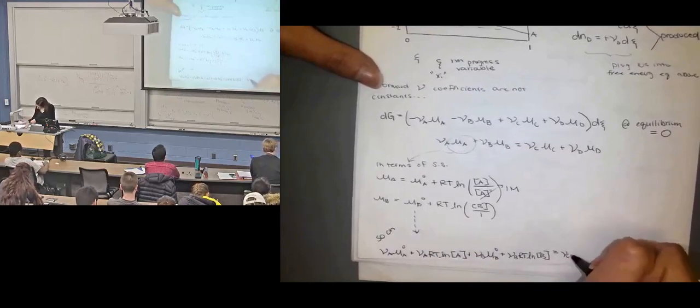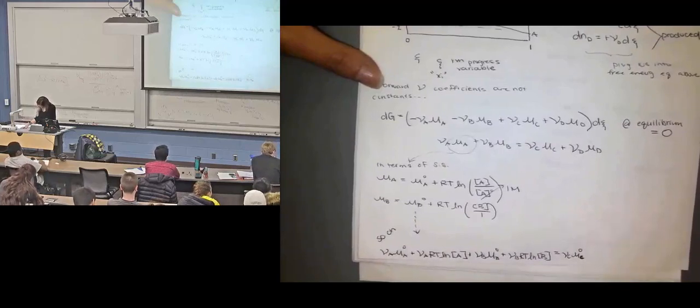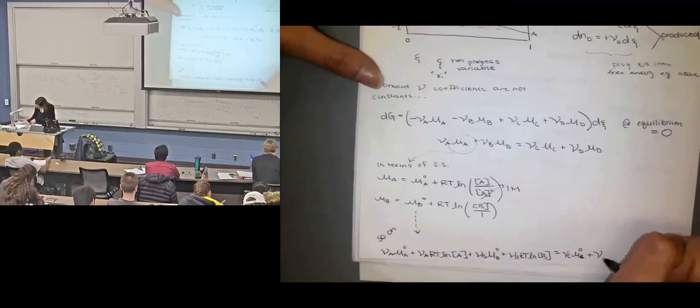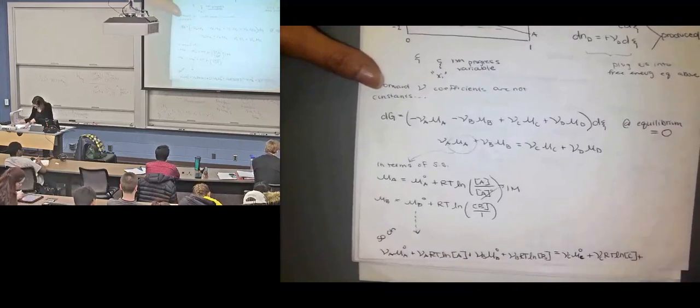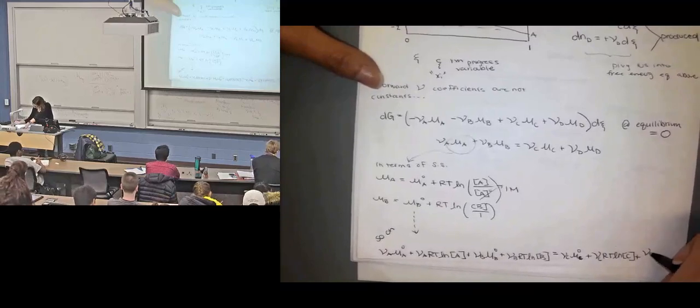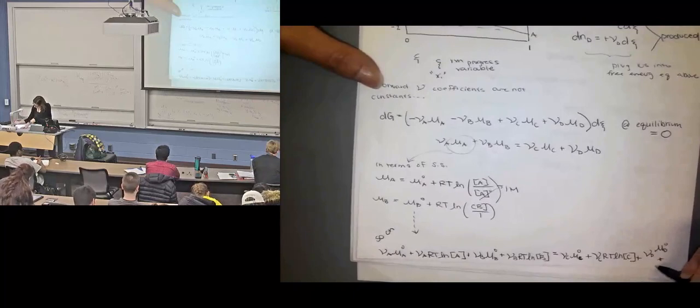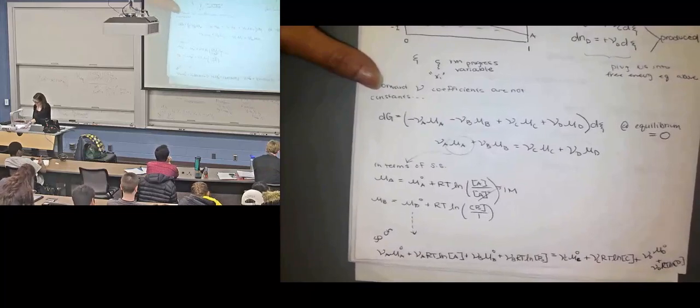Stoichiometric coefficients of C times the standard state chemical potential of C, plus nu C times RT, the natural log of C, plus the same for D: coefficients of D times RT, the natural log of D. There it is.